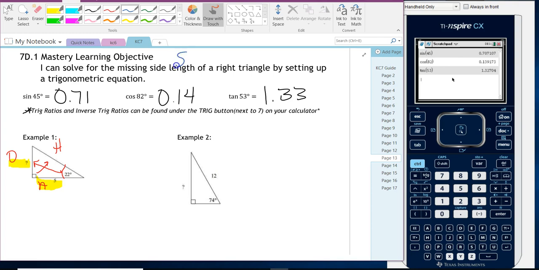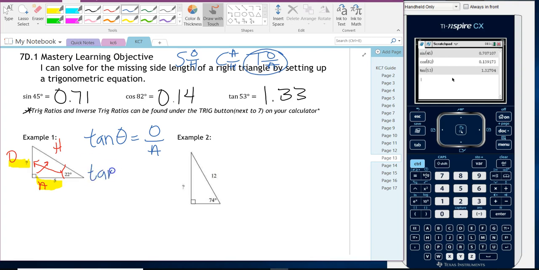So remember, if we write SOHCAHTOA up here, the only one that uses O and A would be tangent. So I want to set up the tangent of theta. That equals our opposite over our adjacent. So now I'm going to substitute what I do know. The only trig ratio that uses O and A is tangent. So I'm going to go ahead and substitute what I know.